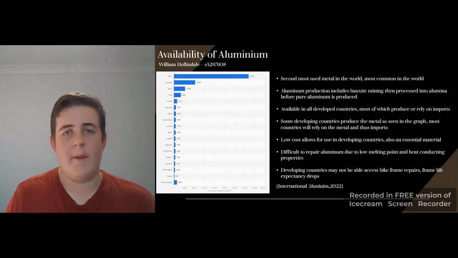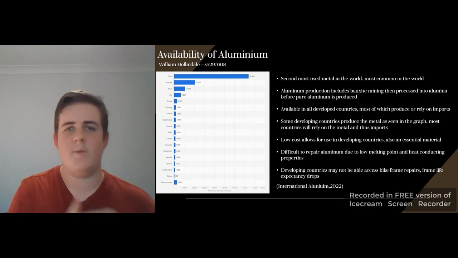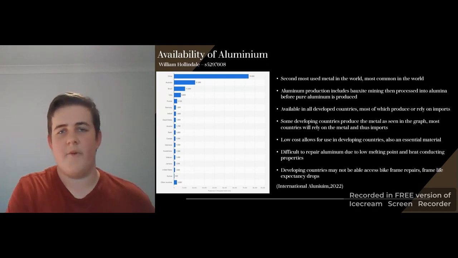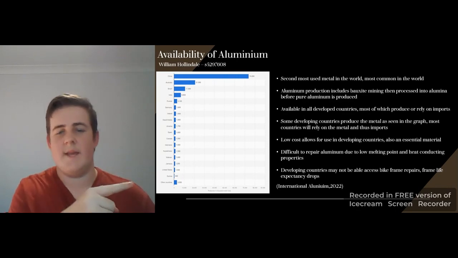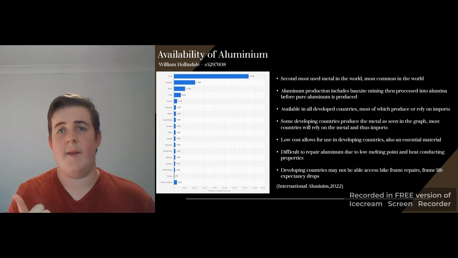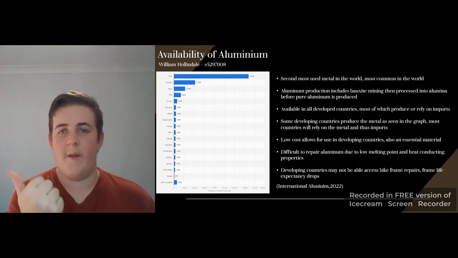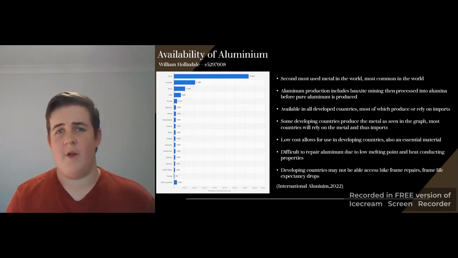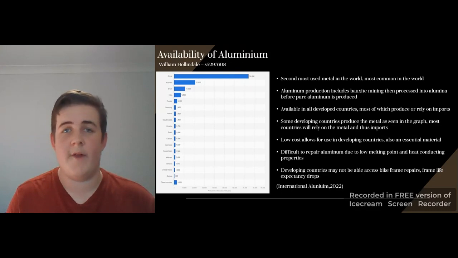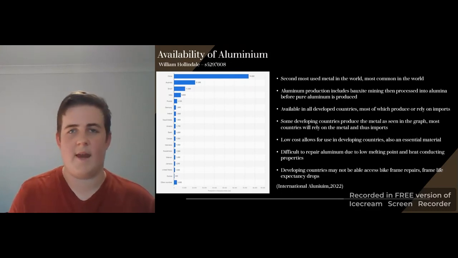As for the availability of aluminium in both first world and developing countries, the metal is used widely in developing countries due to its low cost. It's a very vital essential material. As can be seen in this graph here, aluminium is manufactured in both developed and developing countries due to its low cost and because it's an essential material. However, issues of fatigue would pose difficulties in developing countries, as aluminium is rather hard to repair due to its highly effective heat conducting abilities.